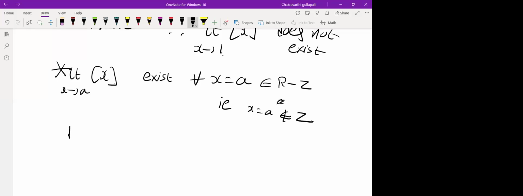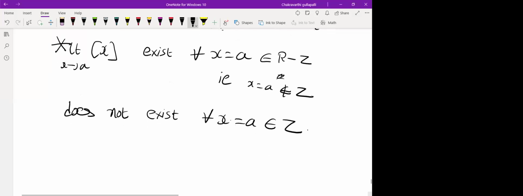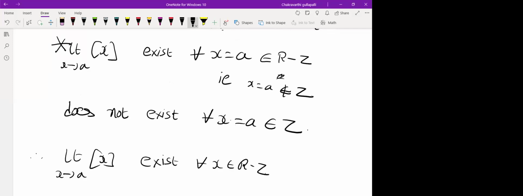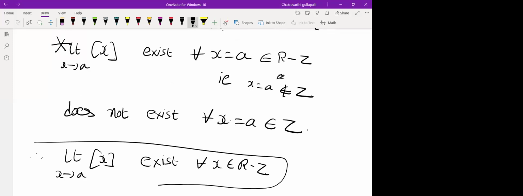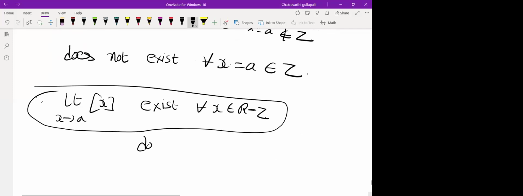Next, it does not exist for all x equal to a belonging to Z. So what is the conclusion? Therefore, limit x approaching a of box x exists for all x belonging to R, at all other Z does not exist. Does not exist on Z. So all options you should know.